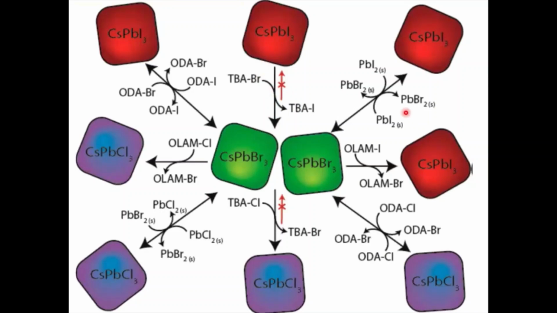In a similar way, you can play with different halides of cesium lead and cesium tin. Once you have cesium lead iodide, you can prepare cesium lead bromide and then cesium lead chloride. Similarly, you can play with this. All these halides find application in luminescent as well as solar cell applications.